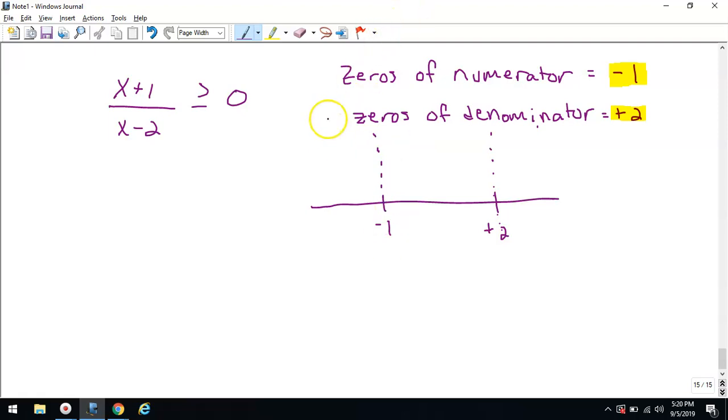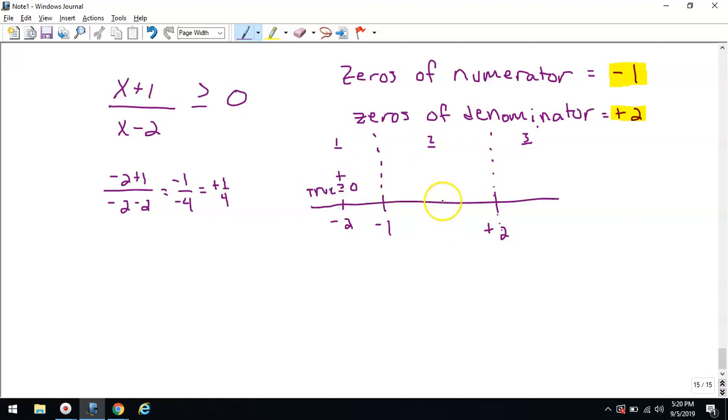And then you're going to pick numbers from each interval. So here's interval 1, here's interval 2, here's interval 3. And you want to pick good, easy numbers to use. So if I pick a number smaller than -1, let's say -2, and I put it back into the equation, I would get -2 plus 1 on the numerator, -2 minus 2 on the denominator. I would get -1 over -4, which is actually a positive 1/4. So in this interval, we're going to have something positive, which means it is true, it is greater than or equal to 0.